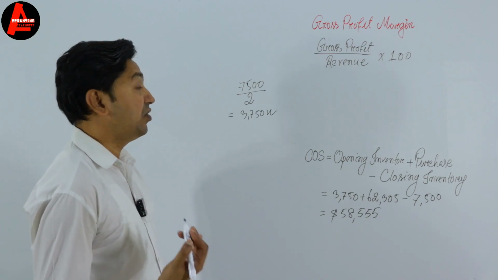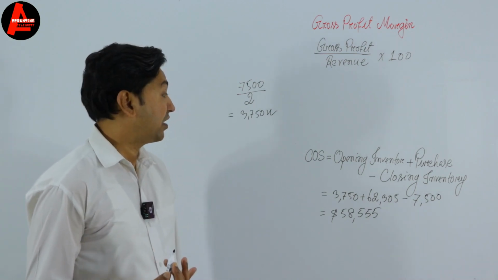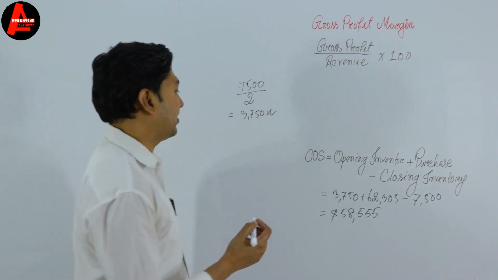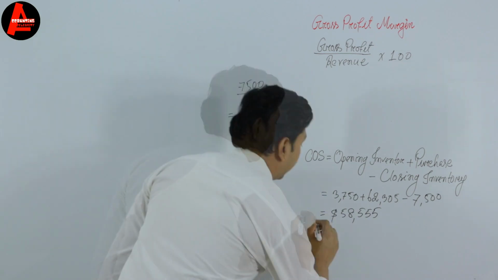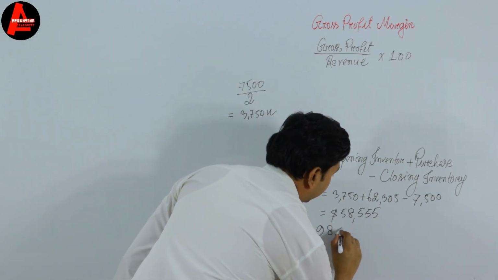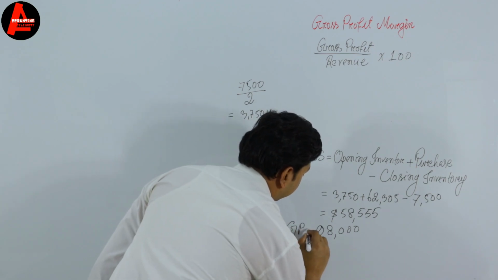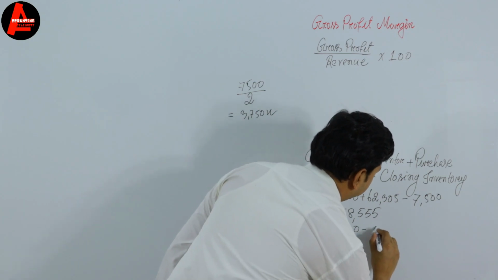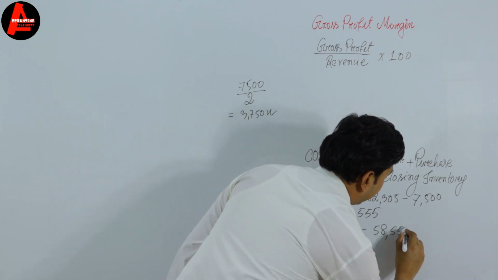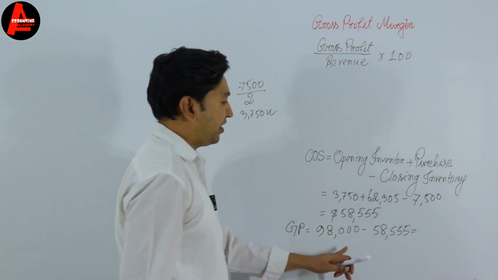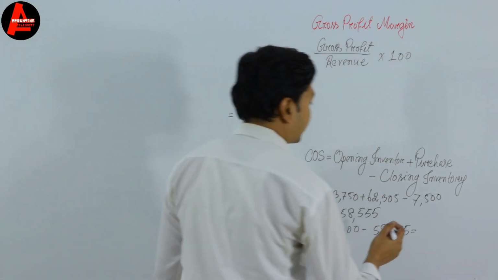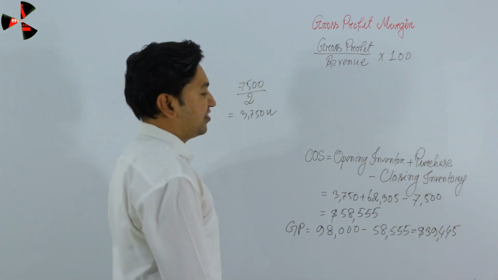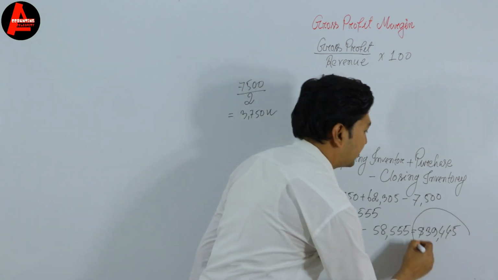So now we will be able to find our gross profit, because we know sales revenue minus cost of sales equals gross profit. Sales revenue was $98,000 on the question, so we will calculate our gross profit. $98,000 minus cost of sales, here we have $58,555. Now if we subtract, what do we get? We get our gross profit, $39,445. Okay, this is our gross profit.